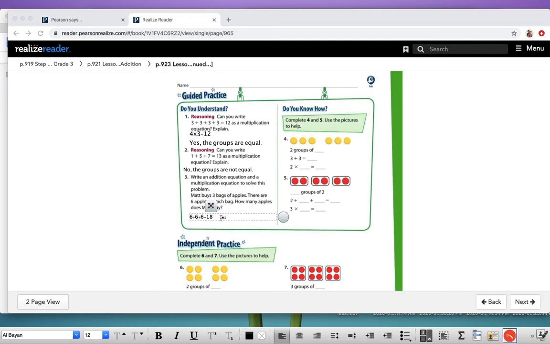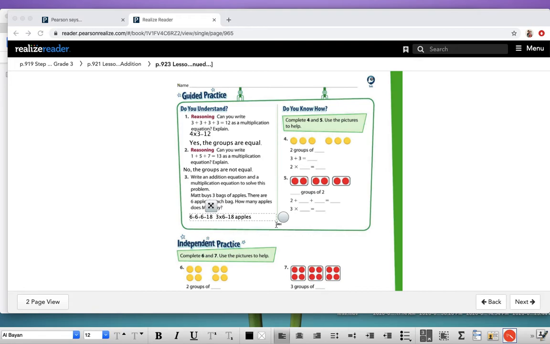Now, I'm going to space a little bit. Now we have to have our multiplication equation. So how many groups do we have? It tells us right here we have 3 because we have 3 bags. So that's going to be 3 times, how many are in a bag? 6. 3 times 6, and what does that equal? 18. There we go. So how many apples are there? 18 apples. I'm going to write the word apples right there. We're doing great.